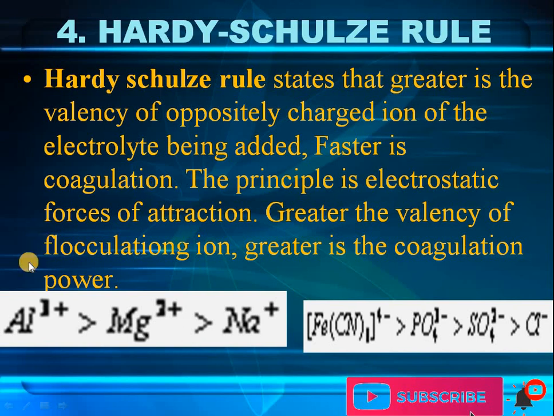So coagulation will be faster with aluminum 3 positive than sodium positive. The principle is the electrostatic force of attraction, according to which the particles attract positive and negative charges. The greater the valency of the charge on an electrolyte, the greater will be the coagulation power. Similarly for the negative particles of an electrolyte.